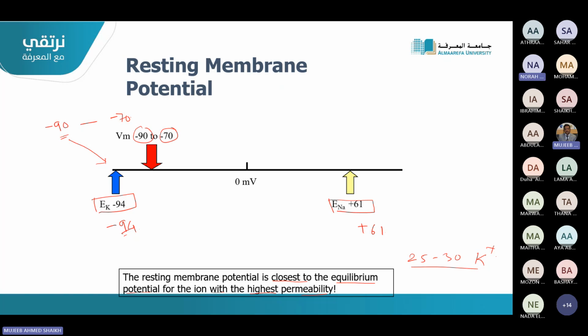This slide says resting membrane potential Vm minus 90, Vm minus 70. But it will not tell you everything. Nothing can come unless you understand what I explained in the last 15 minutes. If you remember and understood that, I can ask you 3, 4, 5 questions on that, not on one slide.